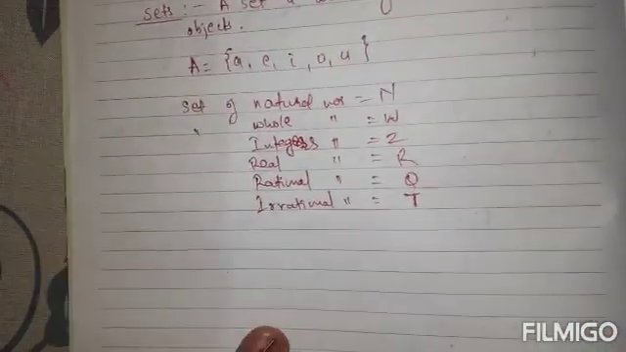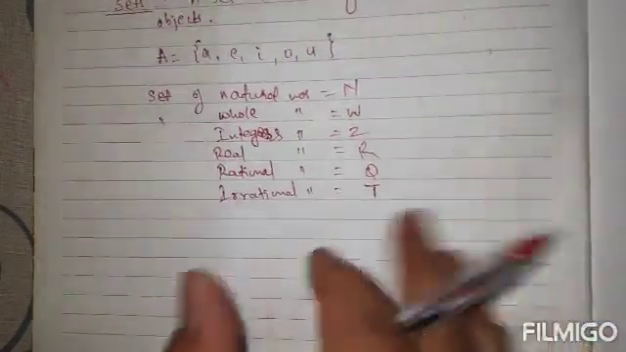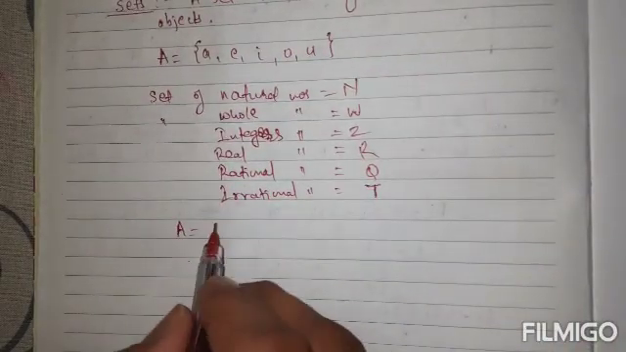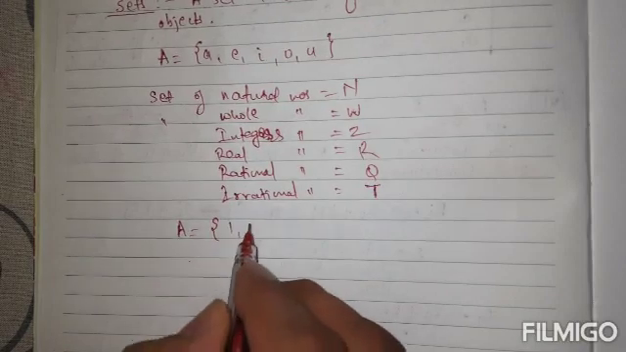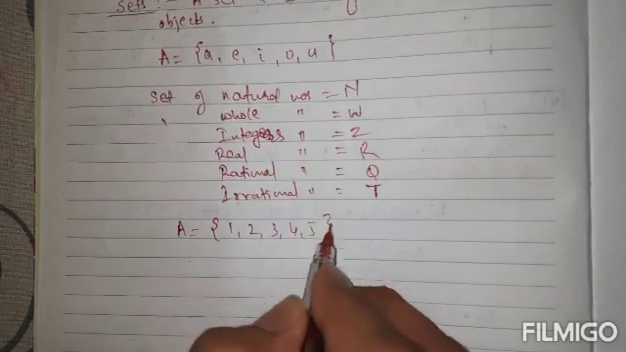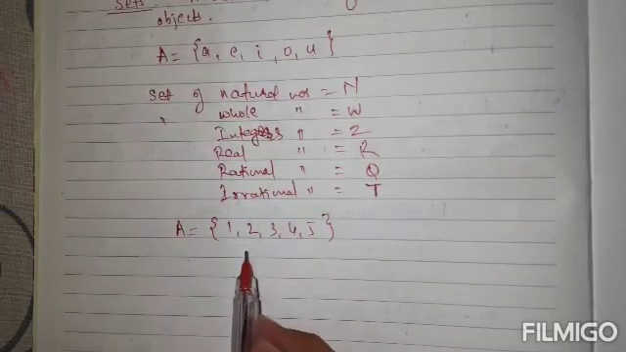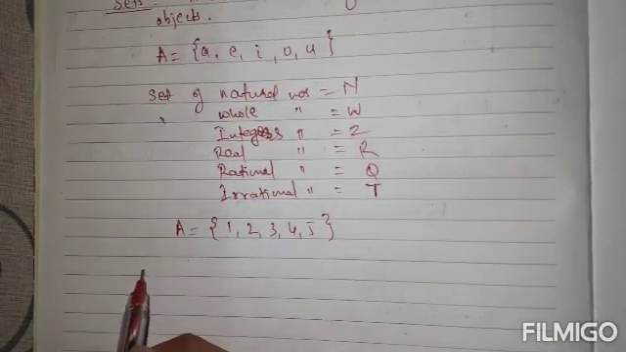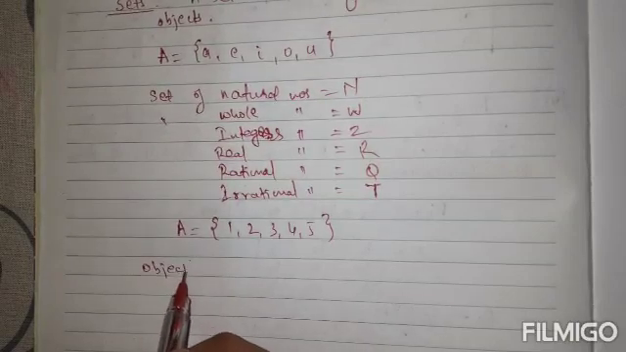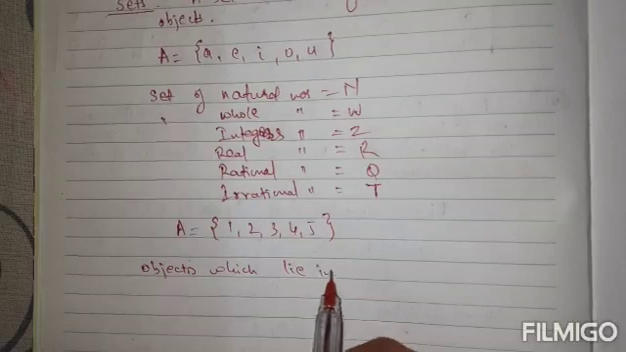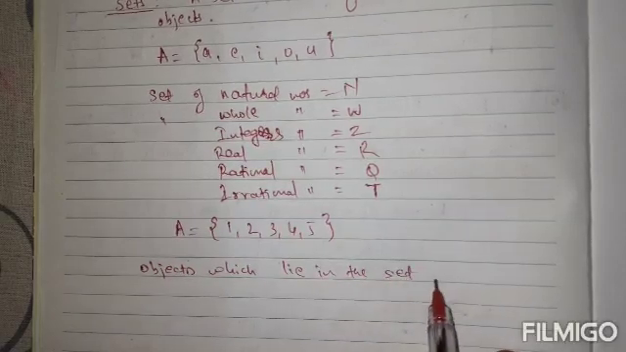Now, suppose A is a set containing the first 5 natural numbers, 1, 2, 3, 4 and 5. Here these numbers, these objects which lie in the set, are called elements.